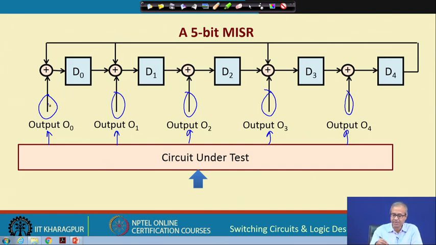Suppose I am applying 10 to the power 6 patterns, 1,000,000 patterns. Each of the circuit outputs will be generating 1,000,000 bit streams, they will all be compacted together, and finally, a single signature will remain stored in the register at the end. This is how this circuit works.